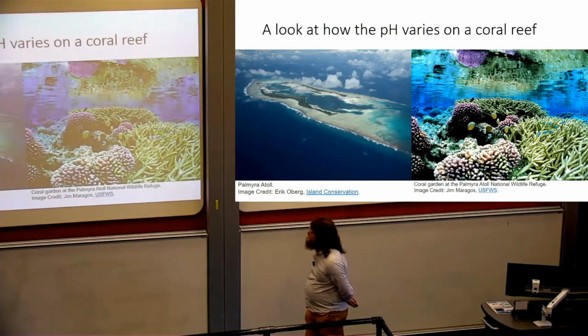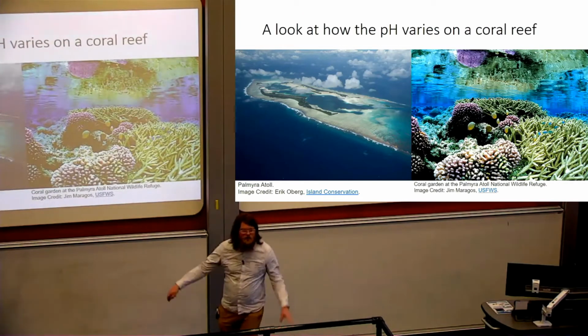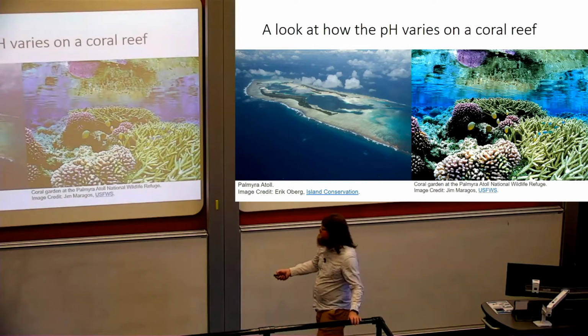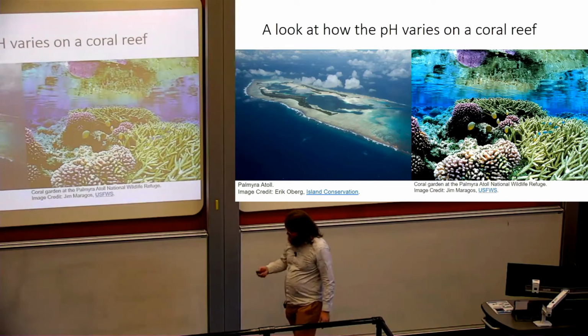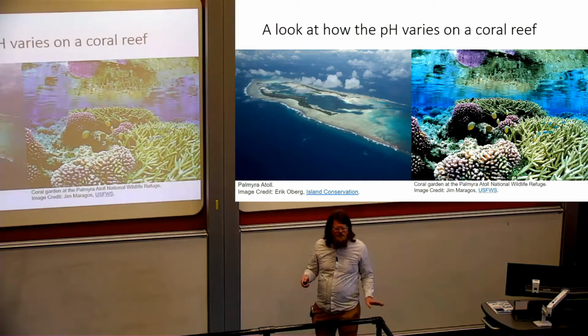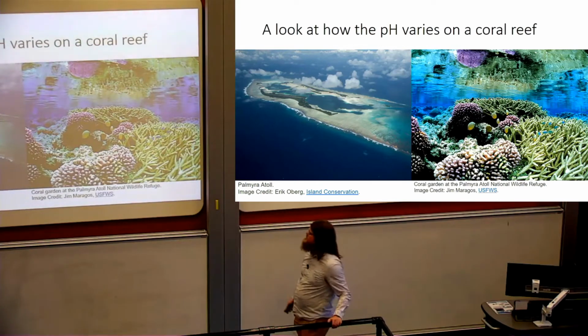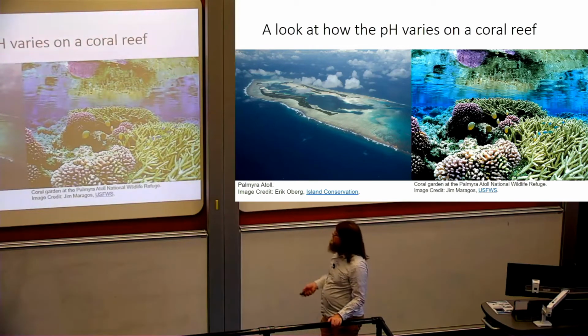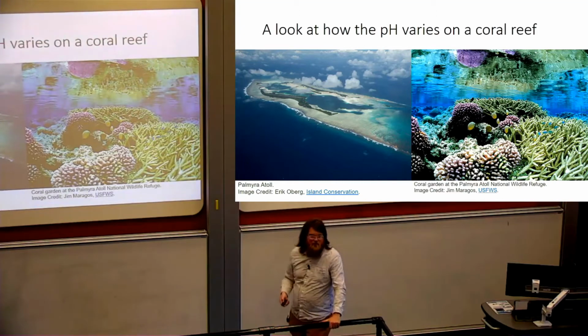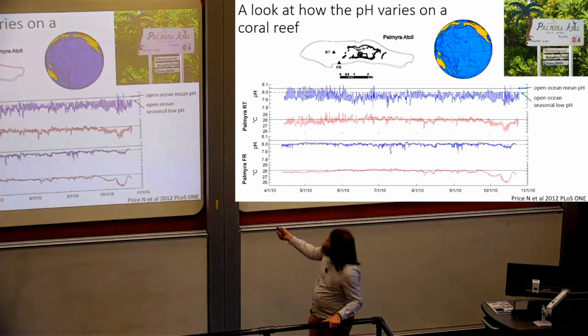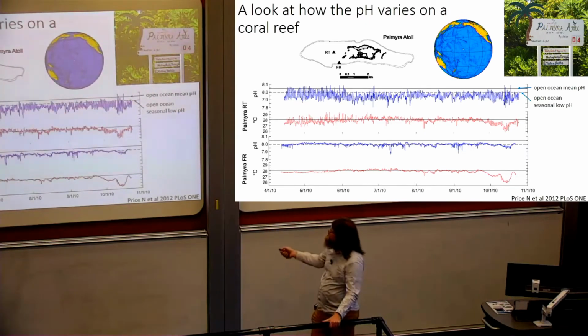So what we're going to do now is look at how this plays out on an actual coral reef. This is Palmyra Atoll in the Pacific. It's a constitutionally weird place. It's part of the USA, but kind of not part of the USA. Anyway, no one lives there, so it doesn't really matter. But because no one lives there, there are some really spectacular, pristine coral reefs there.